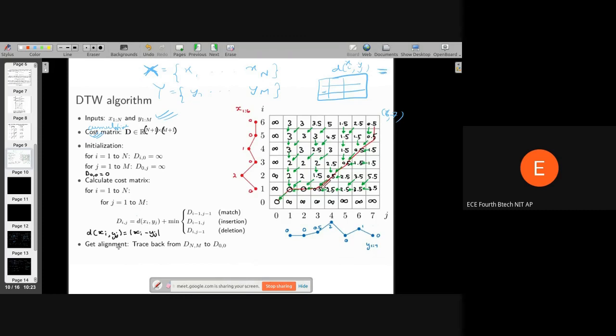Here they have used a simple example, a simple absolute distance or absolute difference between the vectors. In case of multi-dimensional vectors, we will not use absolute distance. We will use some other metric. For example, a simple one is Euclidean.